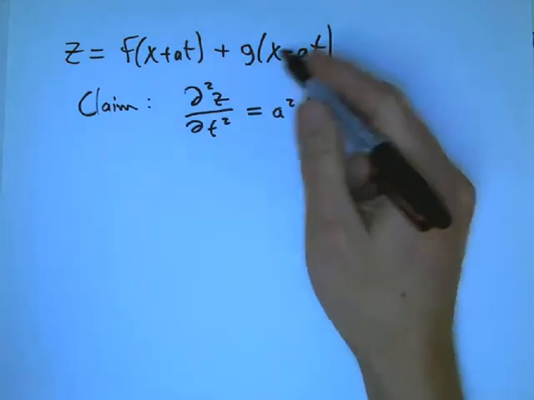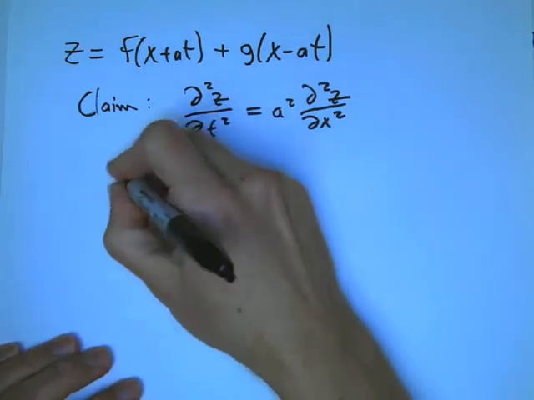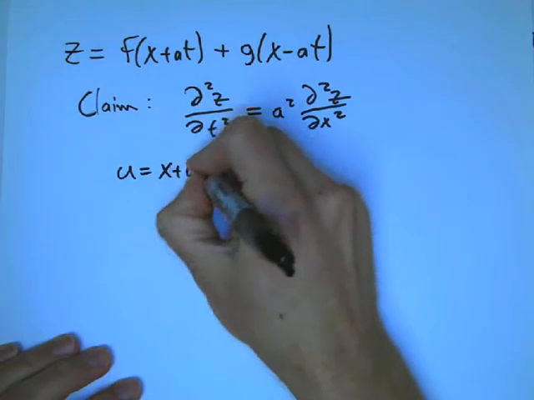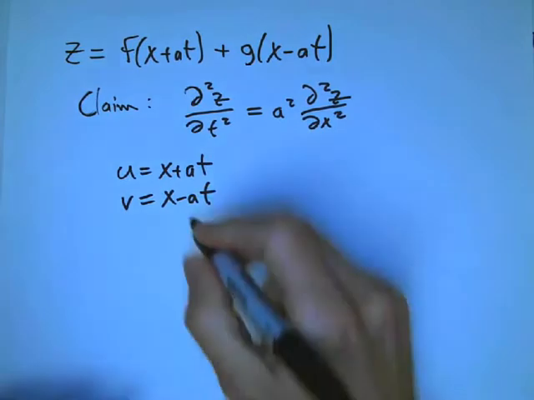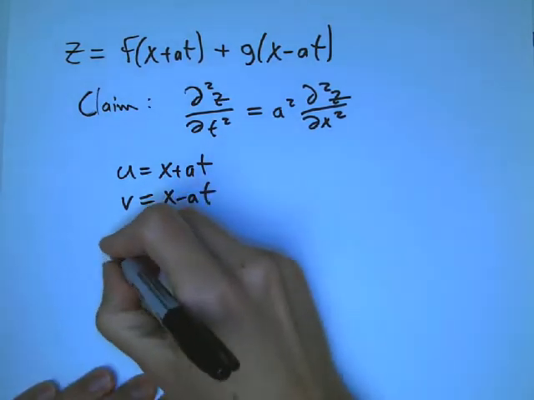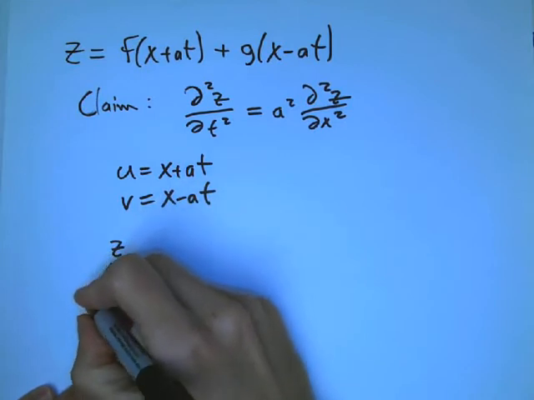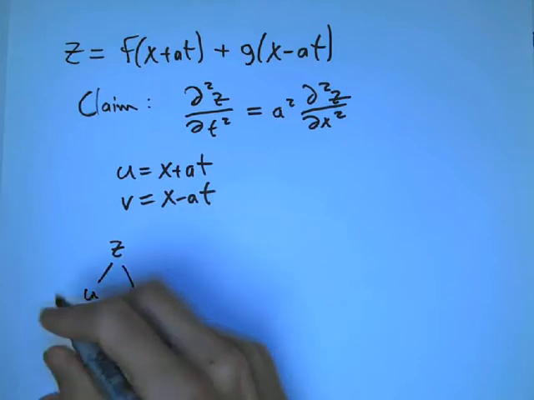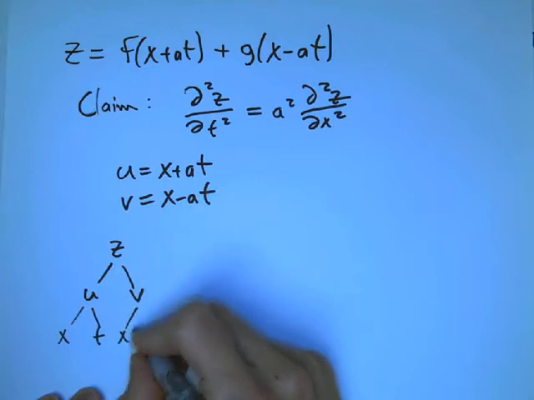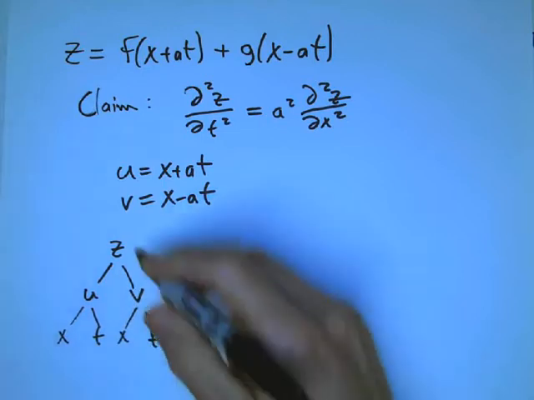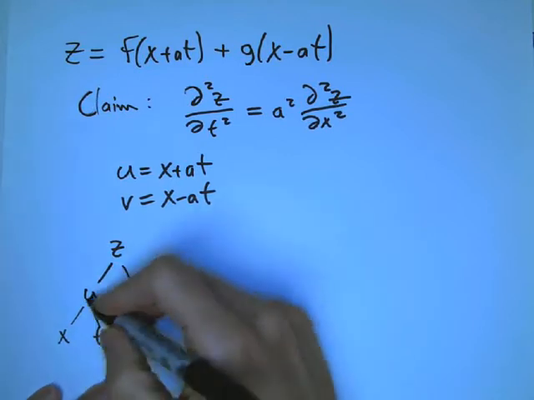Well, let's name these intermediate quantities as they suggest. u is x plus at, v equals x minus at. And so the tree is that z depends on u and v, and u and v both depend on x and t. And we often want to name the functions as well. Well, here u is x plus at. I don't think I have a real need to name that, because its derivatives are going to be really simple. Similarly for v. And then z depends on u and v.